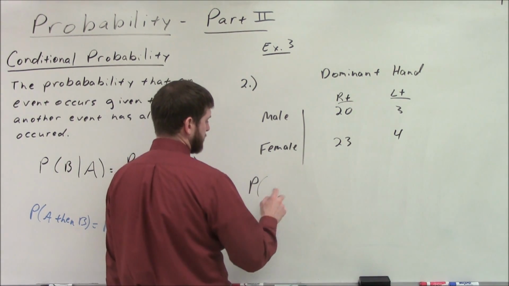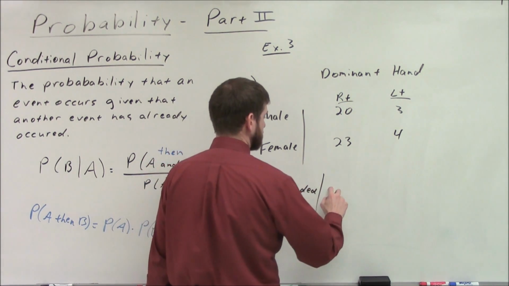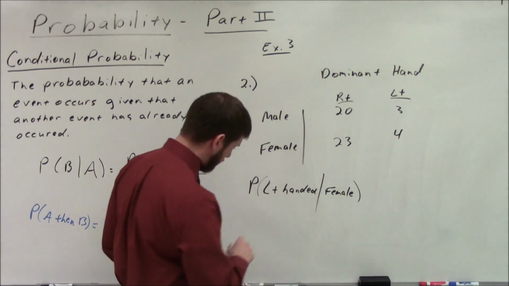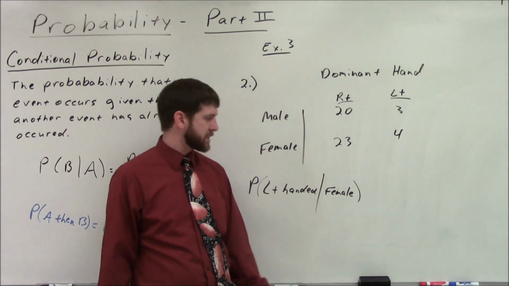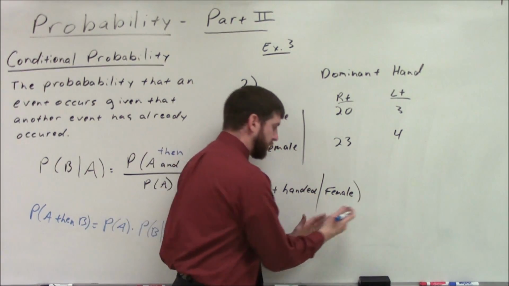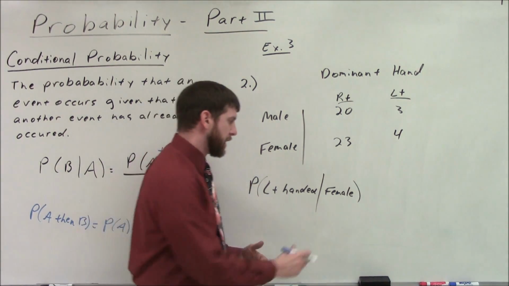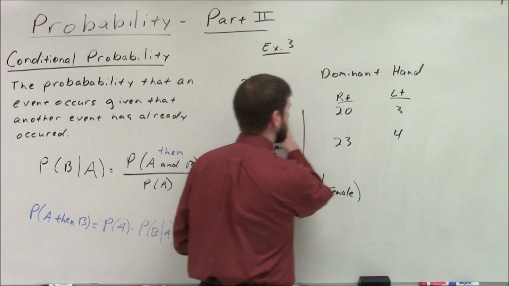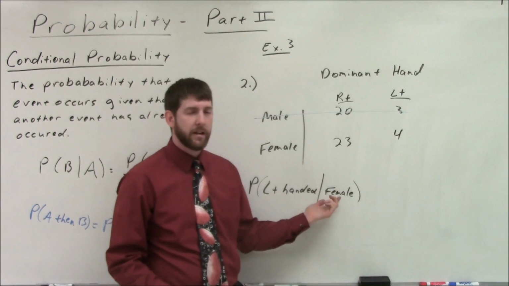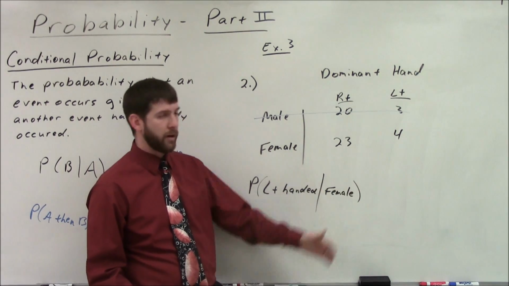What if I said, what's the probability of getting a left-handed student given that she's female? This is really what conditional probability is about. I want the probability of getting a left-handed student given that she's female. I've identified a condition. What's the condition in this case? Female student. So I want to know the probability of getting a left-handed student if I'm only looking at female students. The condition eliminates everything else. We don't care anything about the males for this particular question because it said the condition of only look at the females. So we want the probability of getting a left-handed student out of the females.